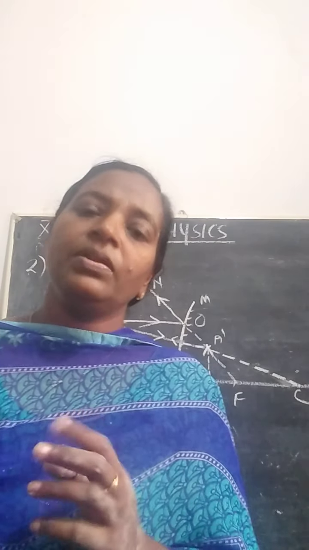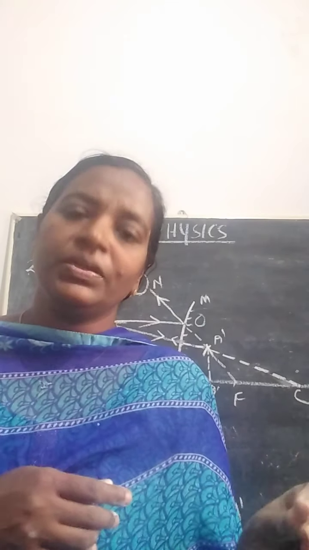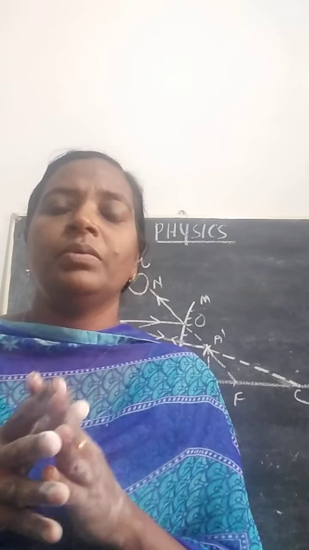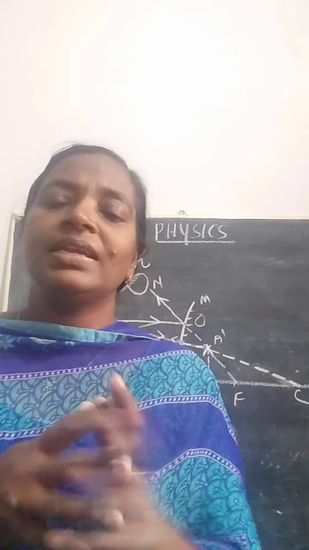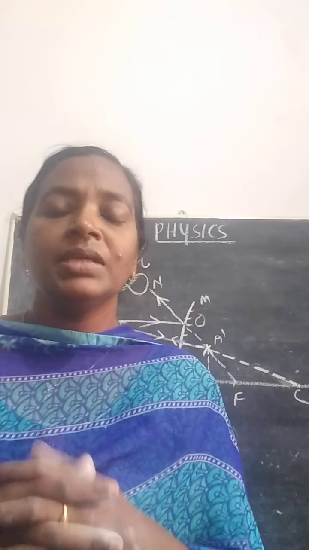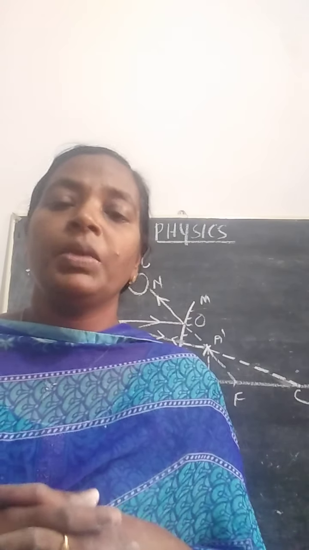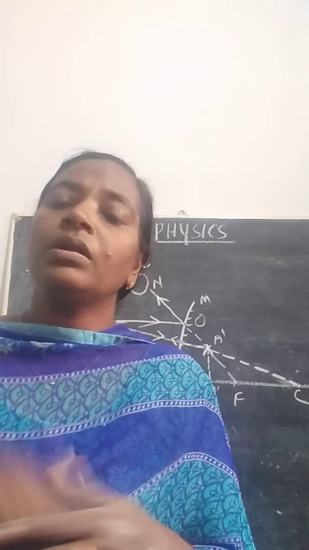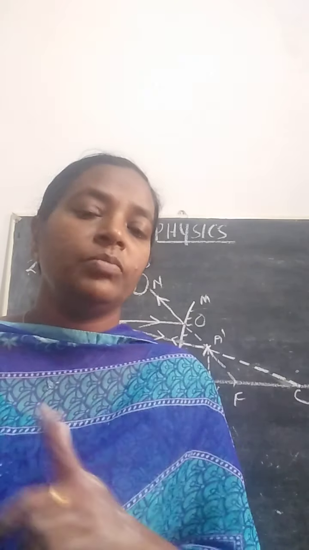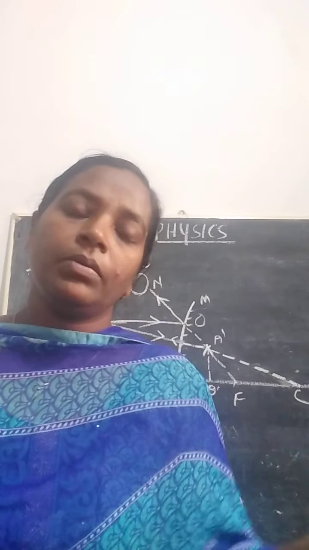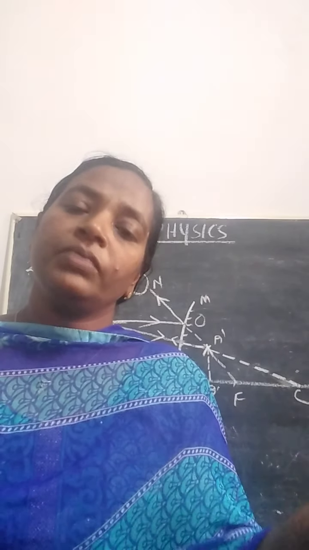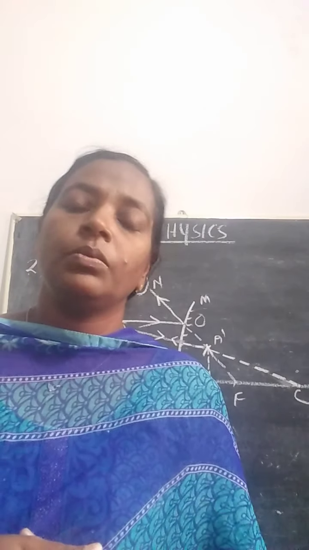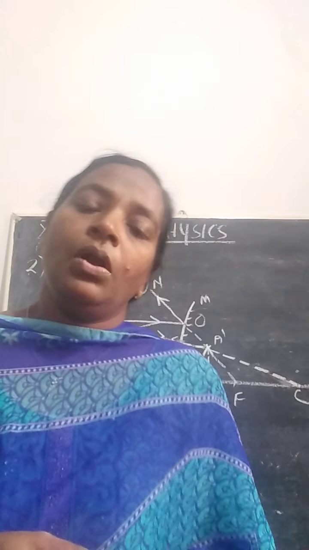So if it is at infinity, we will get an image at F of the convex mirror. If we place an object between P and infinity of the mirror, we will get a virtual, erect and diminished image of the object in between P and F of the mirror, that is on the other side of the mirror, not on the same side as we keep the object, but the opposite side, behind the non-reflecting side of the mirror. So these are the details about the image formation by convex mirror.